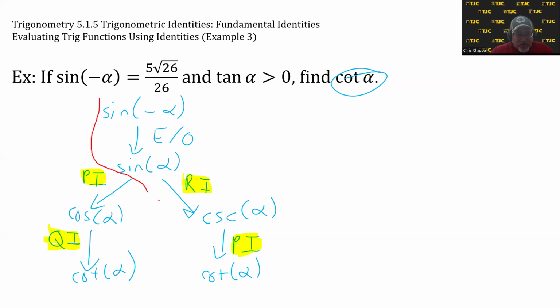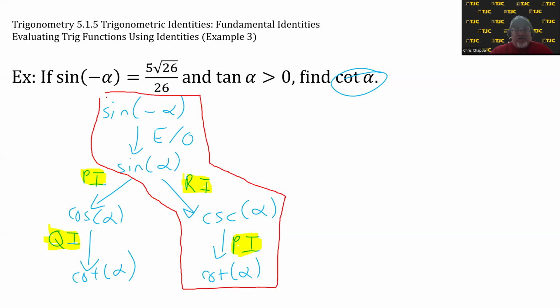So my path is going to look something like this. Use an even-odd function to get sine of alpha, use a reciprocal function to get the cosecant of alpha, and then a Pythagorean identity to get the cotangent of alpha. All right, so let's give it a whirl.